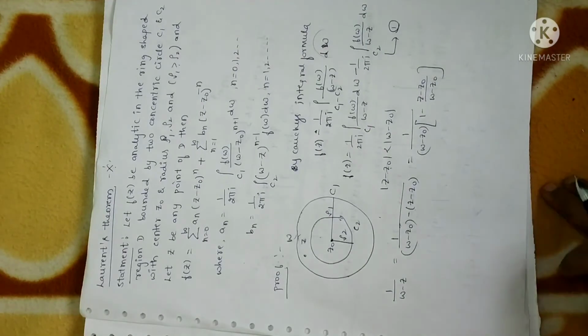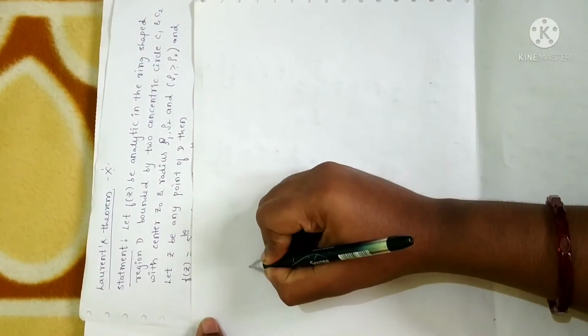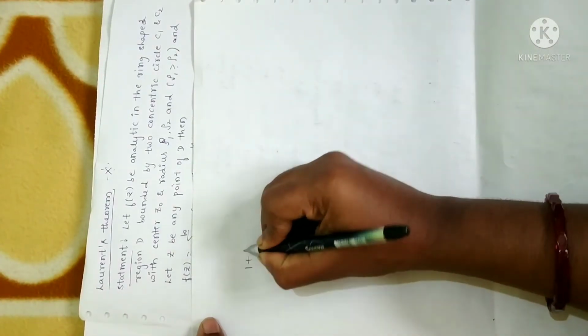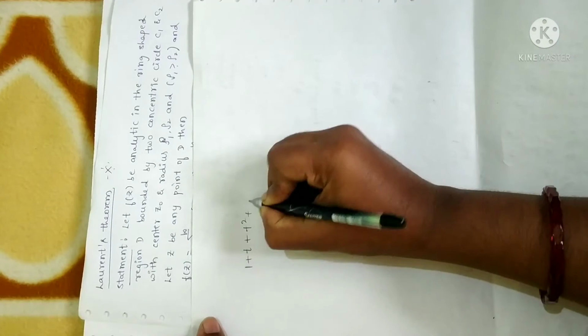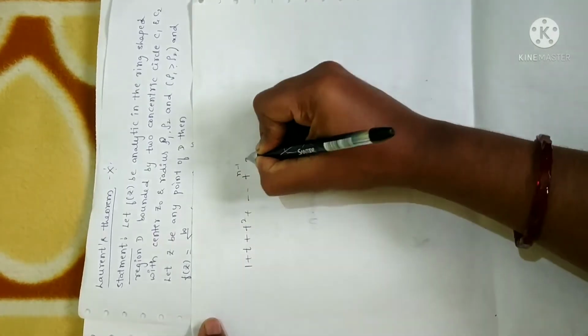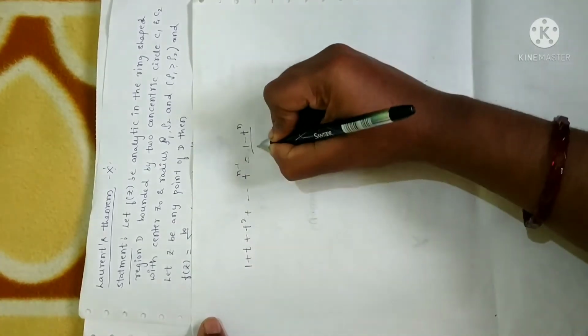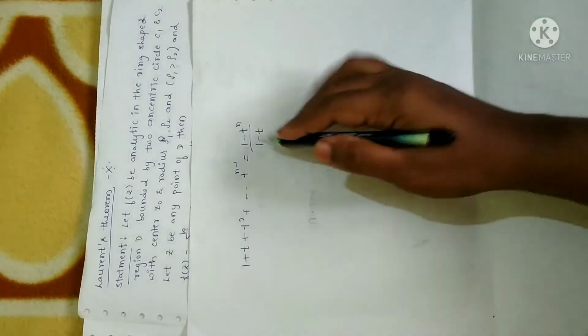Further, if you have any doubt, even in the Taylor series expansion, the concept I have used is the sum of a geometric series. I'll just write here, this is just for your reference. The sum of n terms of a geometric series is given by 1 plus t plus t square up to t power of n minus 1. So this is from the geometric series formula. This is what we have.